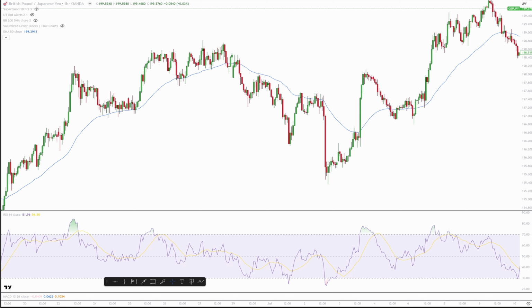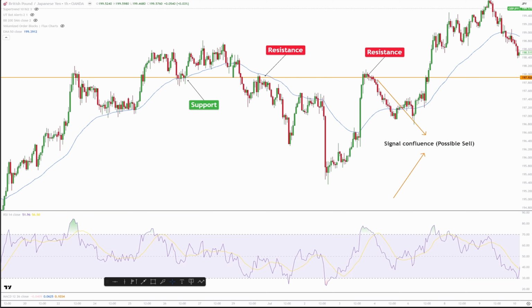I also use the RSI, Relative Strength Index. If RSI is oversold near a support zone, it's a potential buy signal. If it's overbought near a resistance, I look to sell. On TradingView, I set the RSI to 14, default, and I keep the 50 EMA line clean and simple.